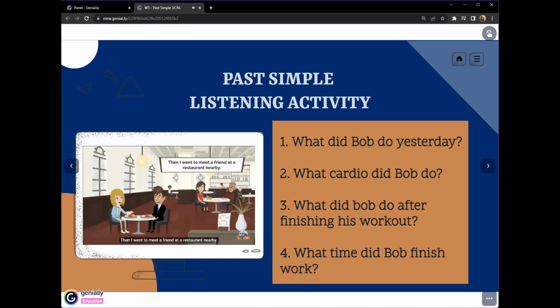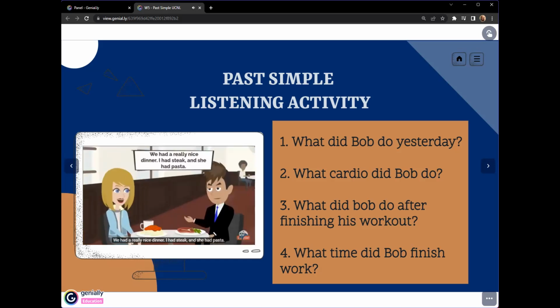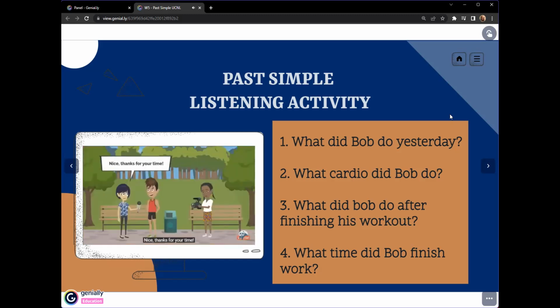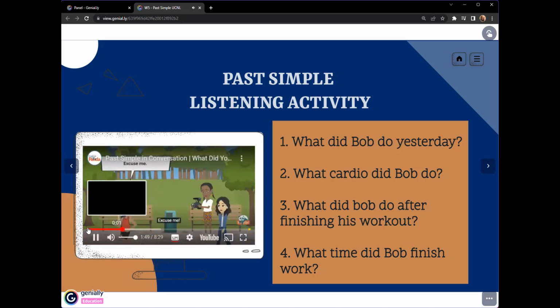Then I went to meet a friend at a restaurant nearby. We had a really nice dinner. I had steak and she had pasta. I got home around 8 o'clock and I watched TV for a while. I was exhausted after a busy day, and I actually fell asleep on the couch. Nice. Thanks for your time.